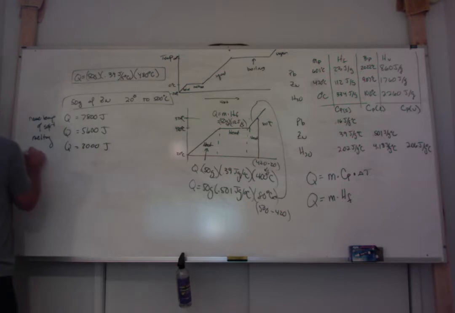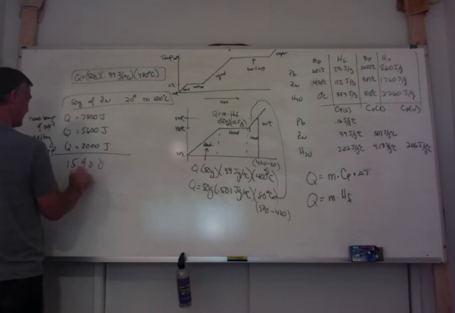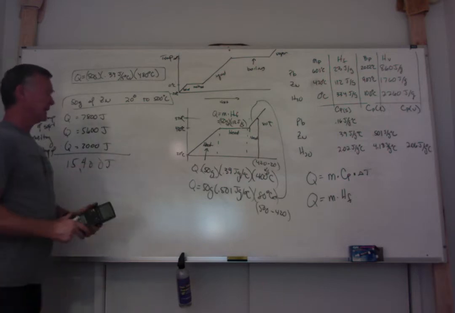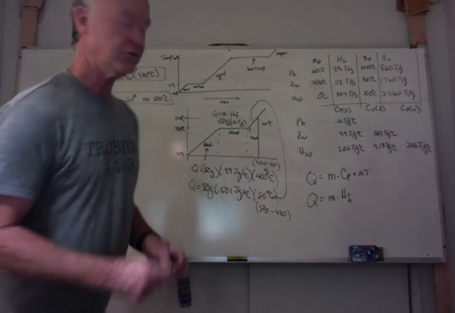And that would be then to raise the temperature of the liquid. And we would then add those together, 15,400 joules. So the amount of heat I have to put in is 15,400 joules.